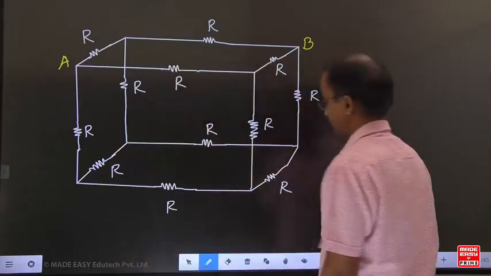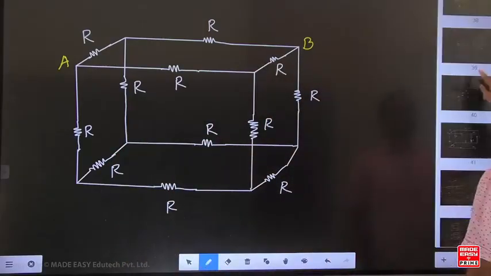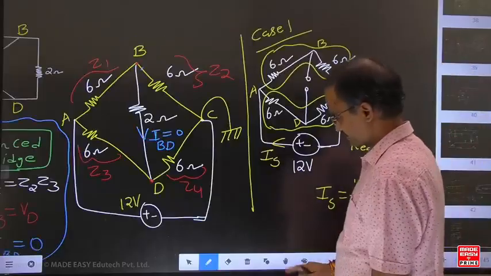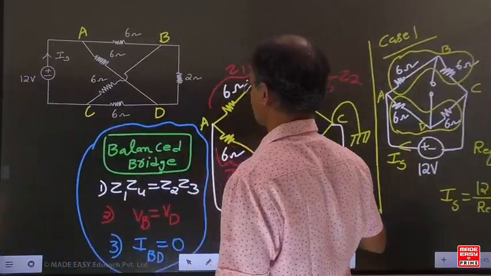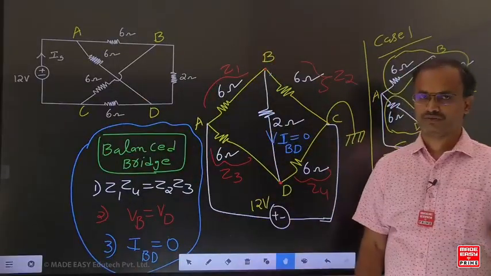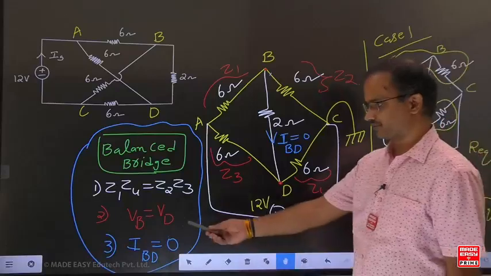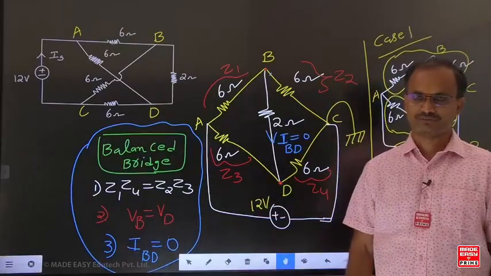Yesterday I discussed one bridge problem. I hope all of you remember this one. Yesterday I concluded some points. The same figure we can read like this. What we concluded for the balanced bridge: for the balanced bridge, potential at point B and point D are exactly equal.